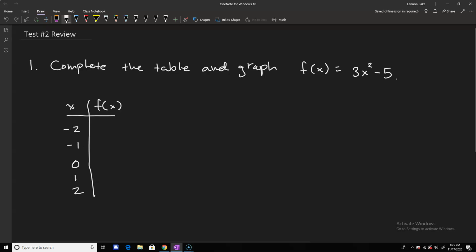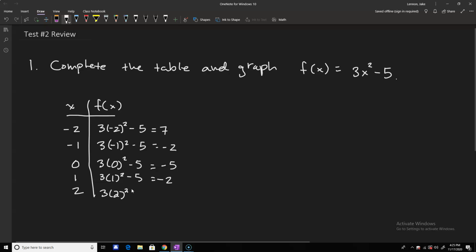So basically we square this number, multiply it by 3, and then subtract 5. So we would have 3 times 4, I can write down the steps. We're just replacing x with this one. 3 times 4 minus 5, so that's going to give us 7. Then we would have 3 times -1 squared minus 5. That would give us -2. Then we would have 3 times 0 squared minus 5. That would give us -5. 3 times 1 squared minus 5 would again give us -2. And 3 times 2 squared minus 5 is going to give us 7 again.